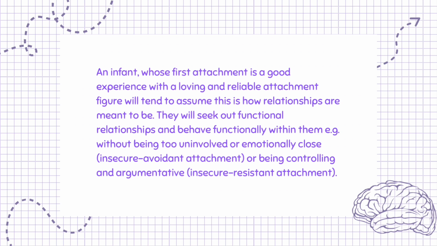An infant whose first attachment is a good experience with a loving and reliable attachment figure will tend to assume this is how relationships are meant to be. They will seek out functional relationships and behave functionally within them, e.g., without being too uninvolved or emotionally distant, insecure avoidant attachment, or being controlling and argumentative, insecure resistant attachment.